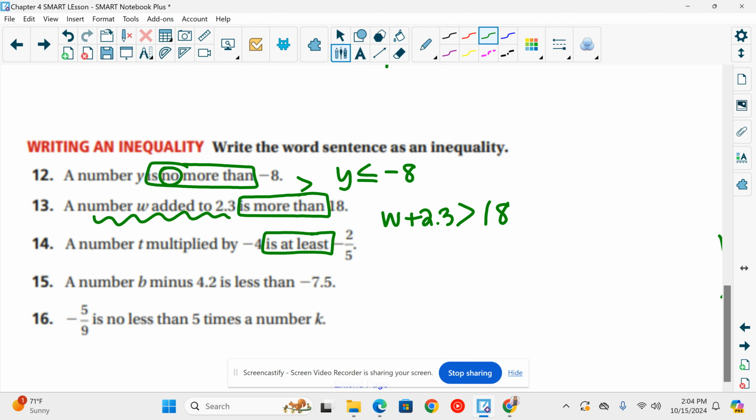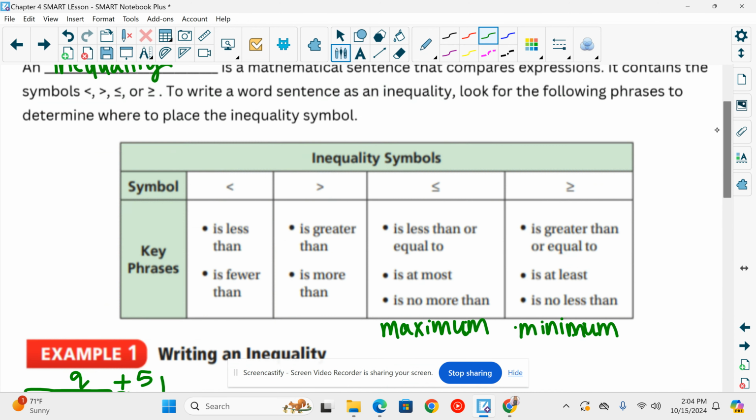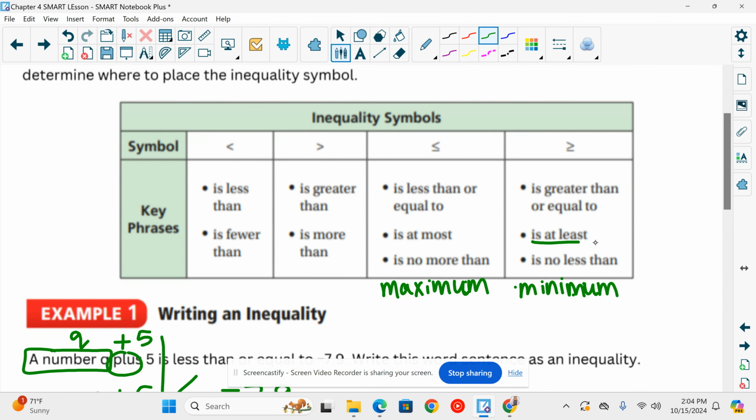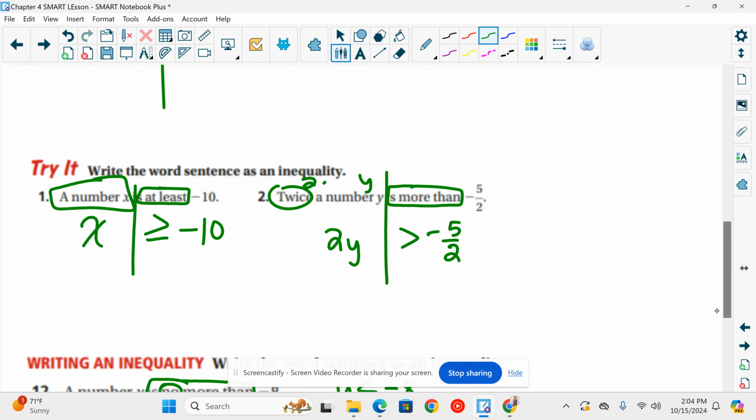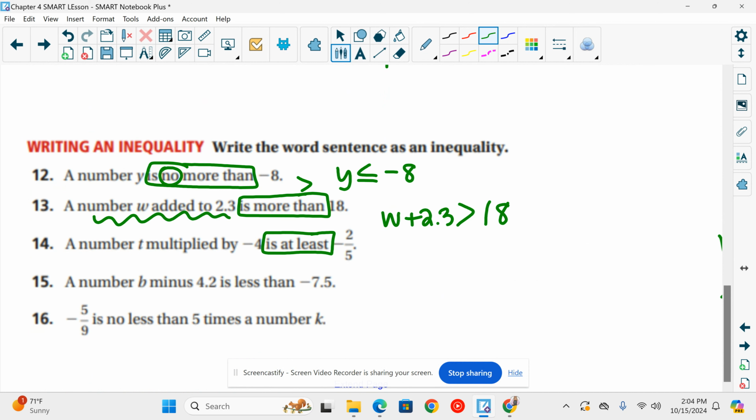If I come up here to my chart, do you see where it says is at least? Is at least is the greater than or equal to sign. Okay? So it means greater than or equal to. A number t multiplied by negative 4. How are we going to write a number t multiplied by negative 4? Negative 4t.